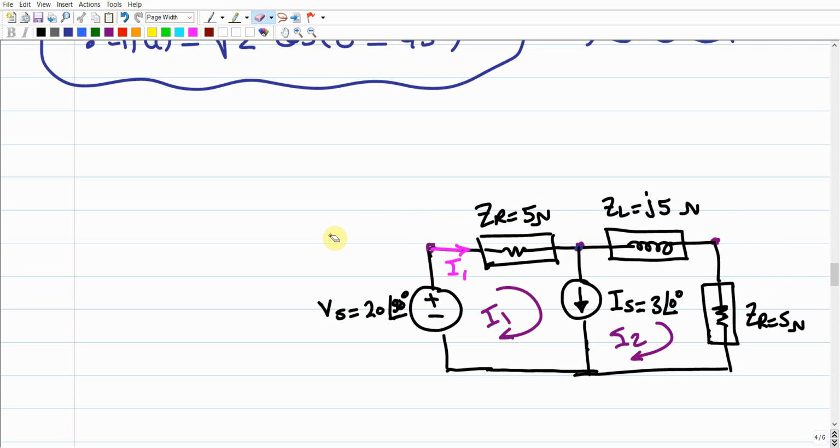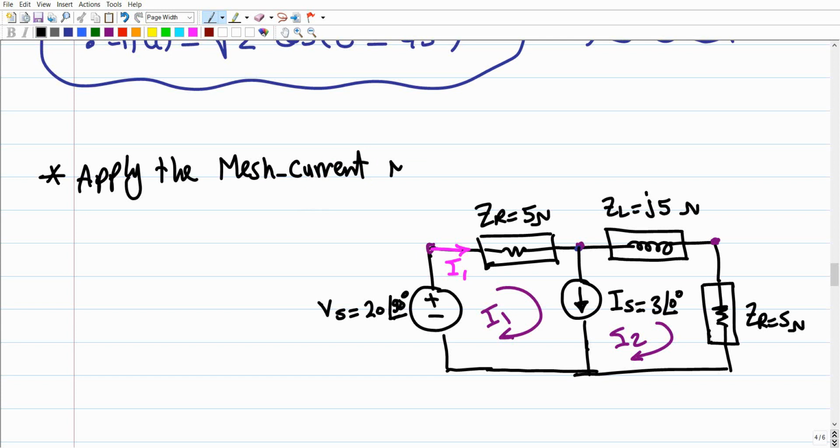Now we're going to work over the mesh current method. We're going to apply the mesh current method to find the currents I1 and I2 in the phasors.